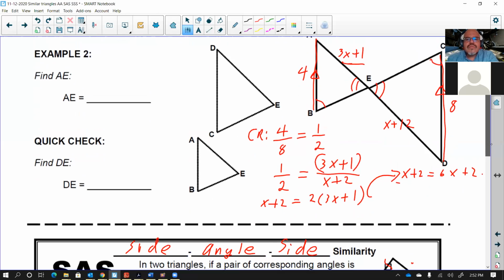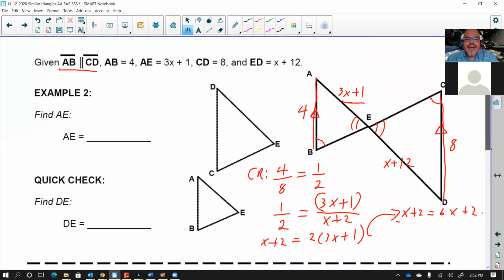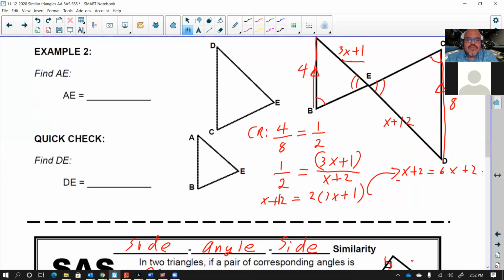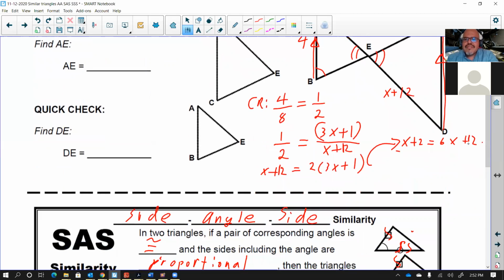X plus 2. Yeah, and I made a mistake right here. This is supposed to be 12. I knew it wasn't coming out the way I wanted. Oops, not 12 there. This is supposed to be 12 over here.